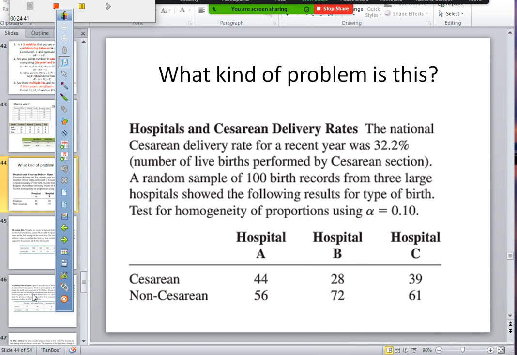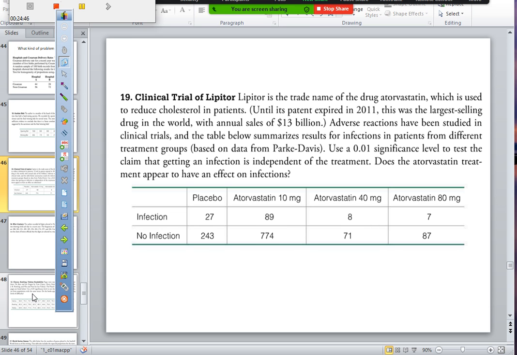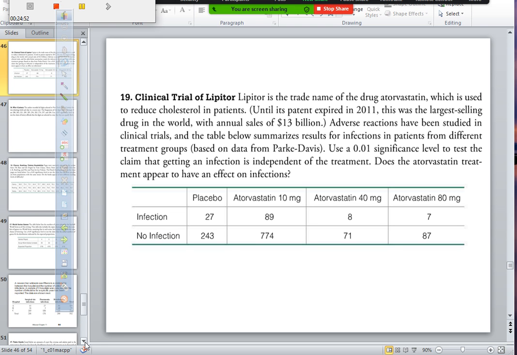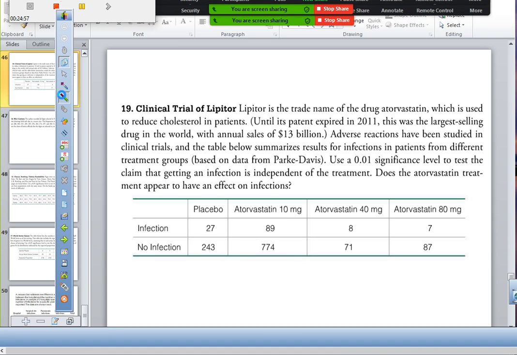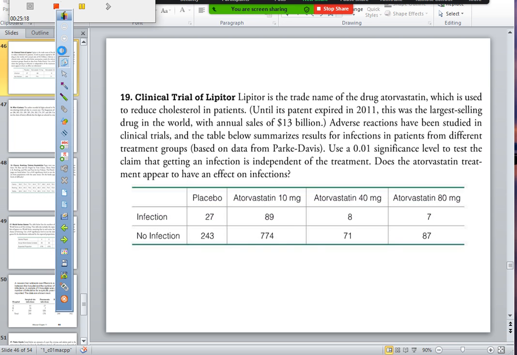All right, next. Okay, looks like you guys have this one too. It's a chi-squared matrix again. You have categories across the top, and you have categories along the side. Good. Next.